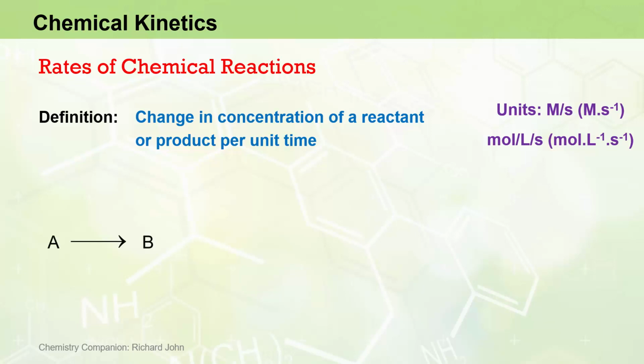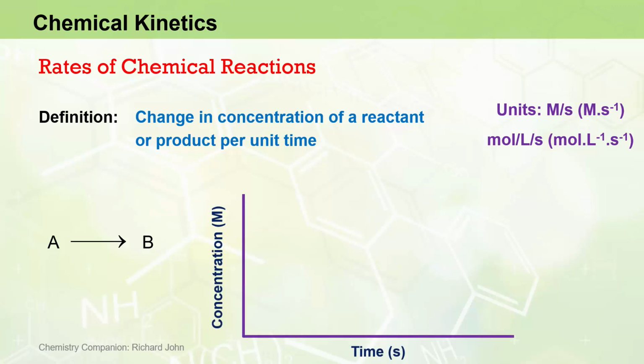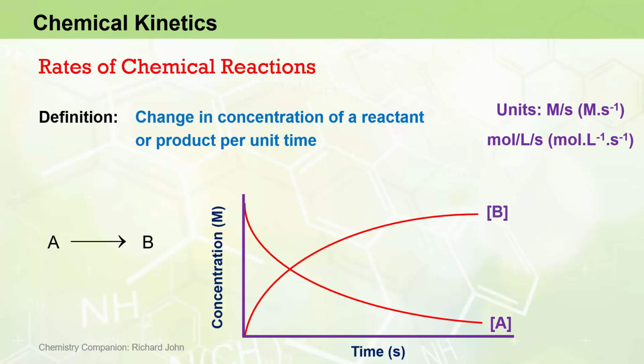Let's consider the simplest hypothetical reaction in which a single reactant A is converted to a single product B. This equation tells us that as the reaction proceeds, A is being consumed and B is being produced. And we can plot the course of this reaction using a concentration time plot, where we can see that as A is consumed, its concentration decreases with time, and as B is produced, its concentration increases with time.